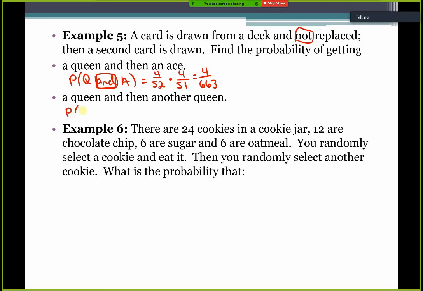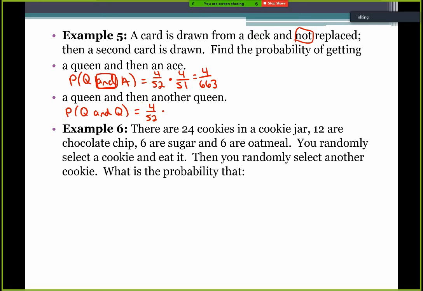And then I know some of you are working ahead of me. Some of you probably have almost all these examples done already. Now, a queen and a queen. If it's going to be the same thing twice, in order for this to happen, a queen has to be drawn on the first card. Still 4 out of 52.